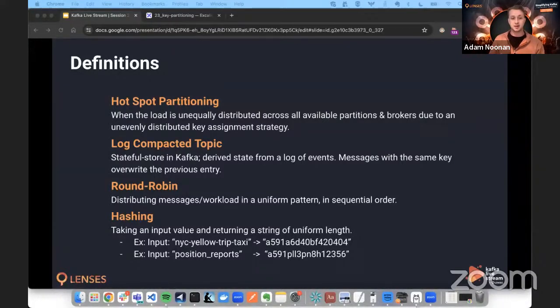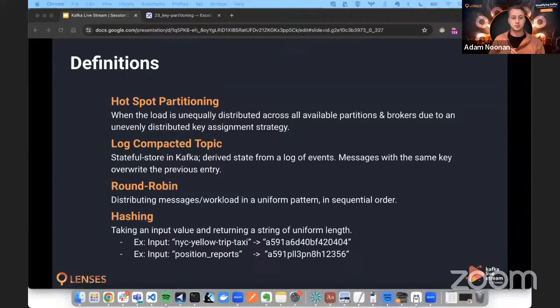Something else that I mentioned was log compacted topic. So this is getting a little bit technical, but it's a stateful store in Kafka. This is also heavily dependent on the key, since instead of a full stream of events, we actually have more tabular data. So essentially a table. And you write to this log compacted topic based on the key variable. And if you write with that same key, you're going to overwrite that previous entry. So we'll cover more on that in a moment.